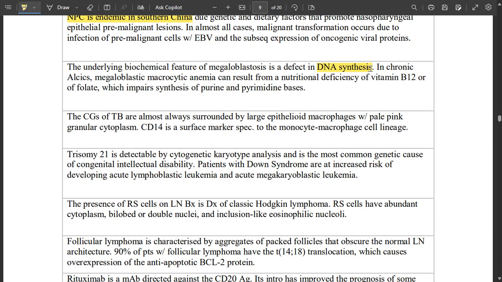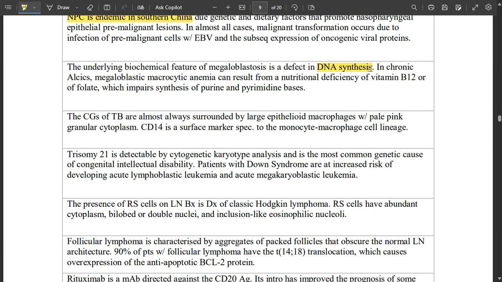So there is maturation of the cytoplasm but not of the nucleus, because the nucleus has DNA and the DNA is not mature. Because of vitamin B12 deficiency in chronic alcoholics, megaloblastic macrocytic anemia can result from a nutritional deficiency of B12 or folate, which impairs synthesis of purine and pyrimidine bases.